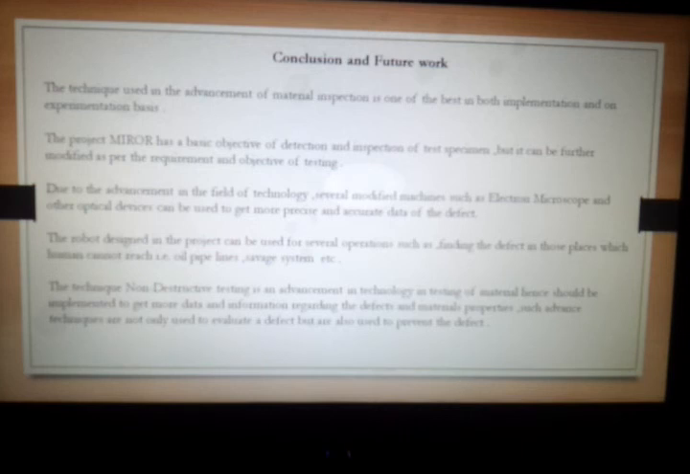The robot designed in the project can be used for several operations such as finding defects in places where humans cannot reach, such as oil pipelines, sewage systems, etc. The technique of non-destructive testing is an advancement in technology in testing materials, hence it should be implemented to get more data and information regarding the defect and material properties. Such advanced techniques are not only used to evaluate defects but also used to prevent defects.